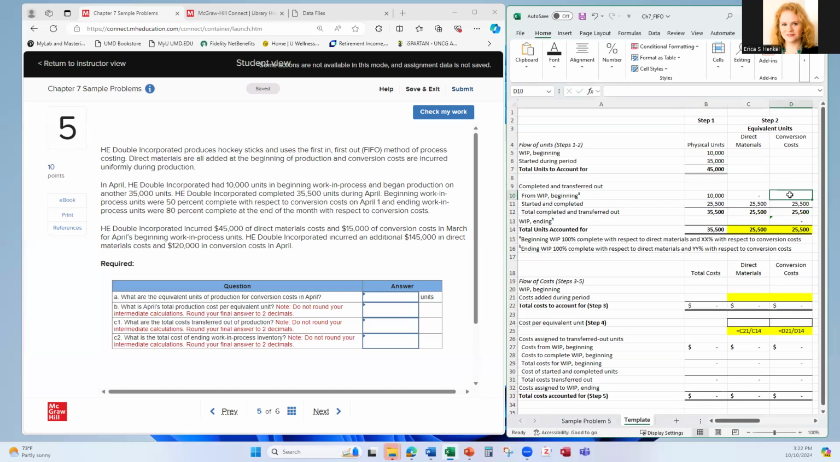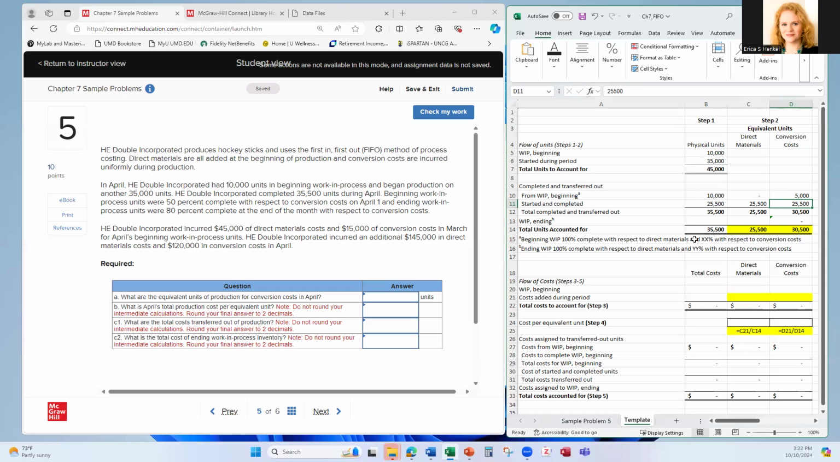Now, the beginning work in process units were 50% complete for conversion costs. So that means that the equivalent units here is 0.5 times the 10,000. So we have a total of 30,500 units for the completed equivalent units.